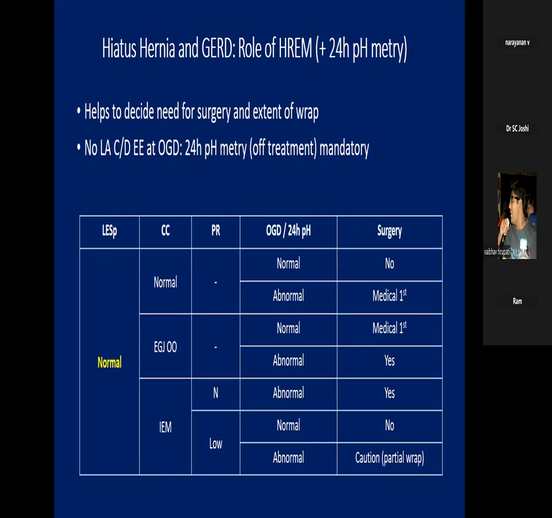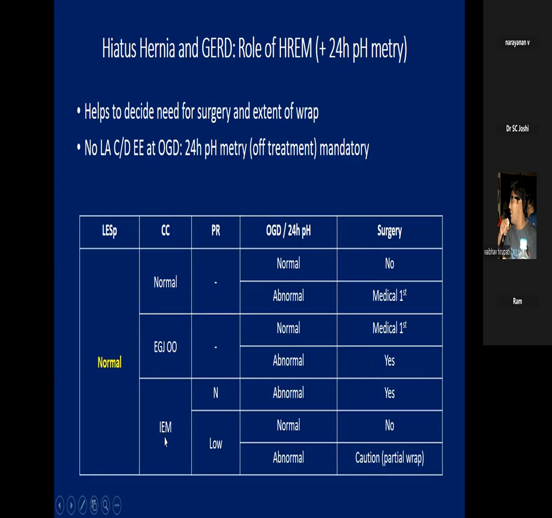So how to go about it? On manometry, the patient's LES pressure is normal. This is scenario 1. And we've done the Chicago classification, which is normal. We do not do a peristaltic reserve when it is normal. And endoscopy and 24-hour pH normal, no surgery. Endoscopy or pH metry abnormal, you try medical treatment first. Next, when the patient has EGJ outflow obstruction and when the pH is normal, you go for medical treatment first. But if pH is abnormal, definitely surgery.